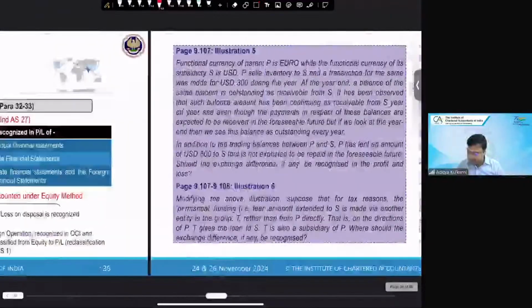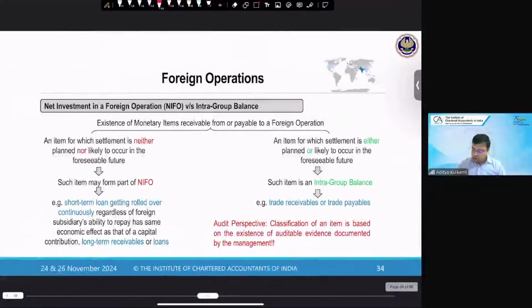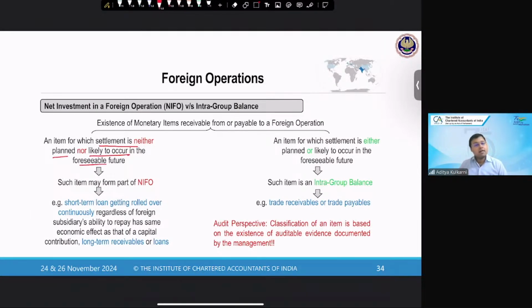And finally, let me just see. Yes. All right. So net investment in foreign operation is an item for which settlement is neither planned nor likely to occur in the foreseeable future. You don't expect the money to come. So we call it a part of net investment in foreign operations. Example, short-term loan getting rolled over continuously, so that it has the effect of a capital contribution or long-term receivables or loans.